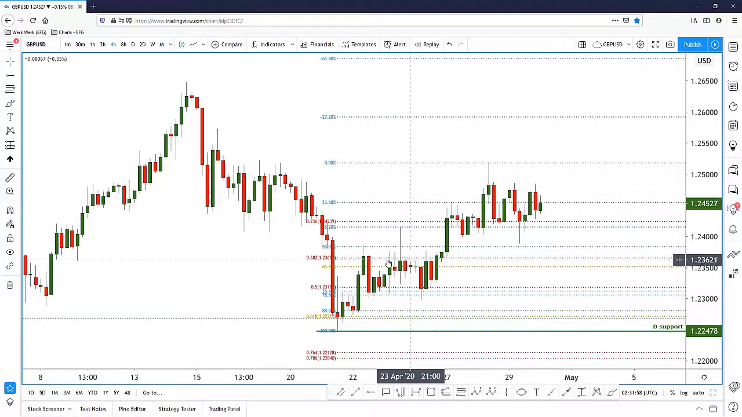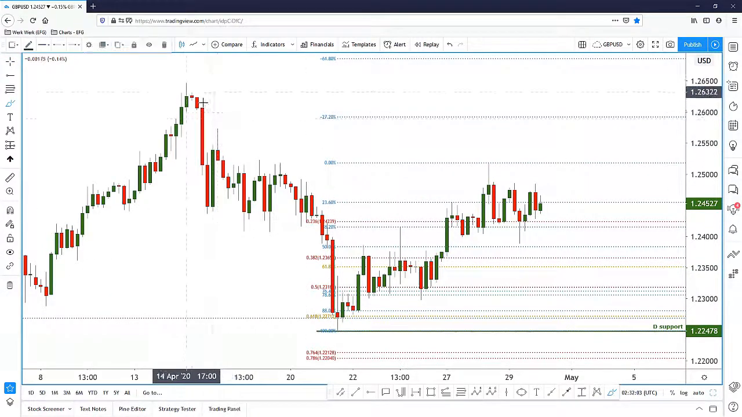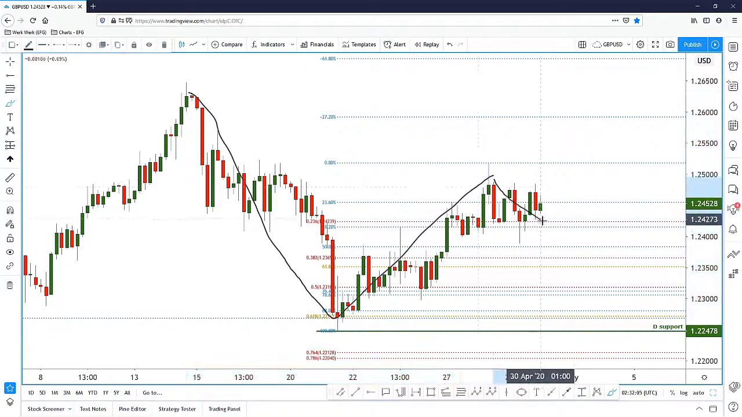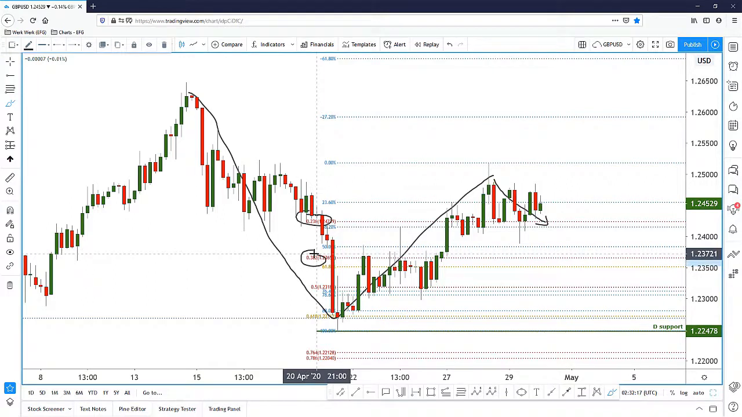So we see that there's an extension level here that has yet to be broken, the 23.6% extension. All right. There's also another extension level that's graphical, which is the 38.2.